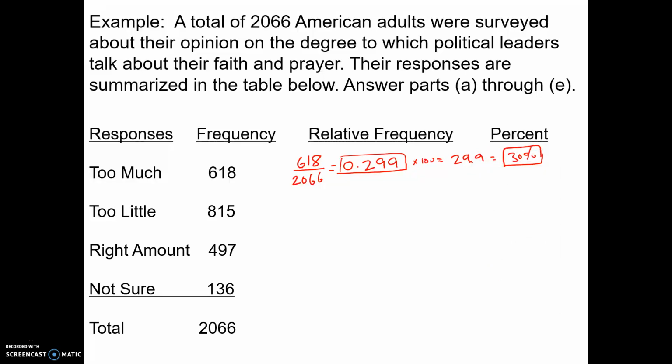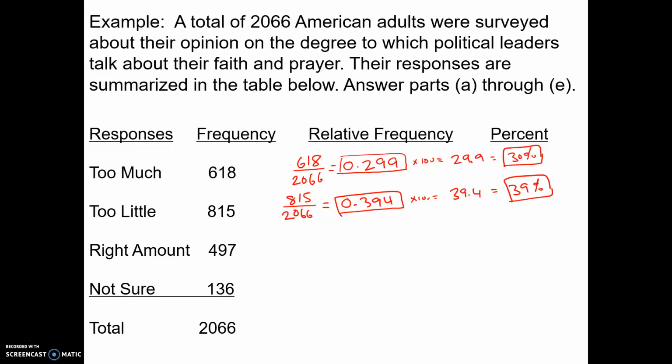Okay, now let's talk about too little. So too little, how many people said that politicians talk too little about their faith? 815 divided by 2,066. If you put this in a calculator, this will give you approximately 0.394. And that's your relative frequency. Relative just means relative to the total. If you convert that to a percent, this gives us 39.4%, which you can round to 39%.